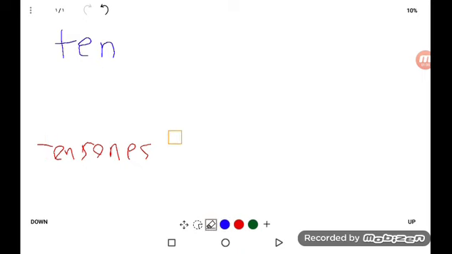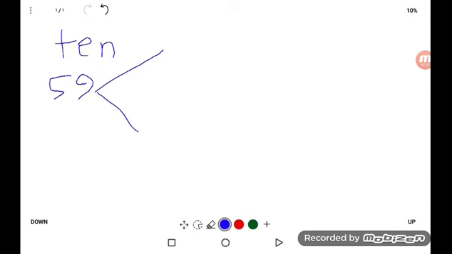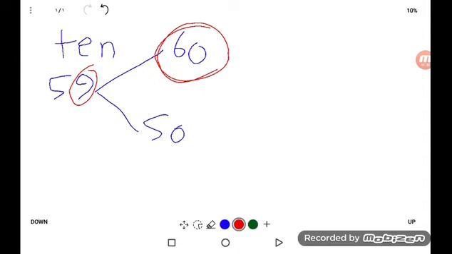Now another example, let's say if you have 59. We have two options, it either becomes 60 or 50. Now we see this number is greater than 5, so the final answer is 60. The answer is 60 because we round it up.